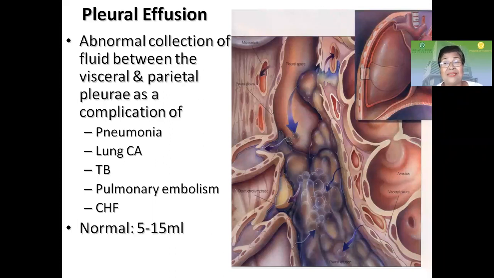Pulmonary embolism. Okay, ano yon? Yung nagbabara, may bara sa pulmonary artery. So ano pwedeng bumara sa pulmonary artery? It could be a thrombus. It could be an embolus. So therefore, there'll be impaired gas exchange as well. Impaired oxygen which is delivered to the lungs. Or congestive heart failure. Okay.